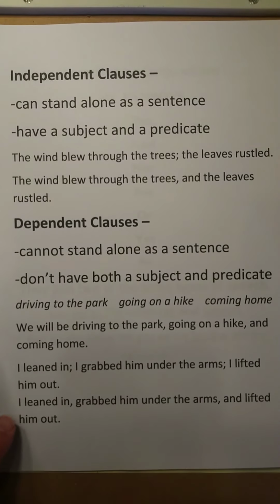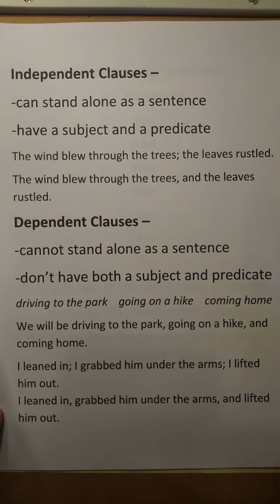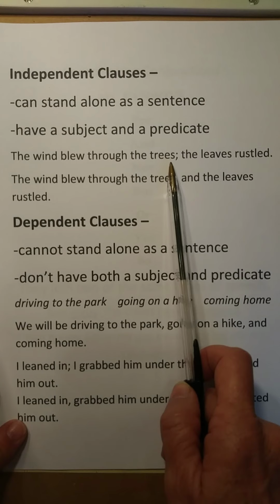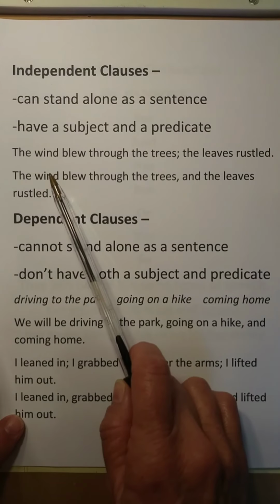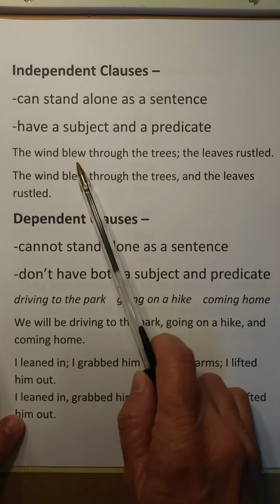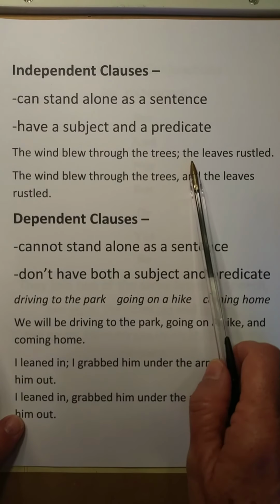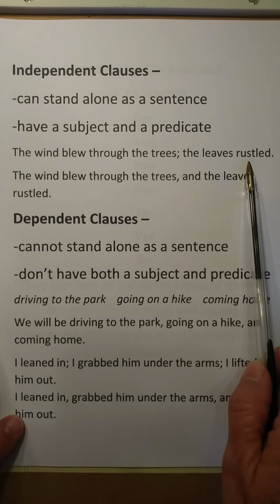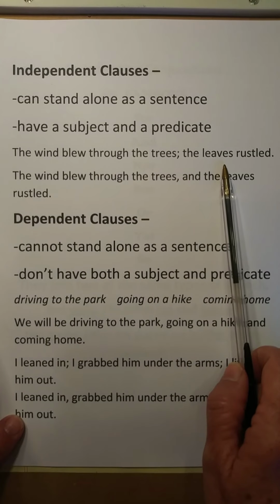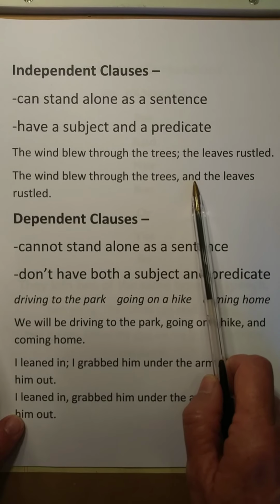So let's talk about independent clauses. They can stand alone as a sentence. They have a subject and a predicate. Here's another example. The wind blew through the trees; the leaves rustled. Here's a semicolon that's joining two independent clauses. The wind blew through the trees could have a period after it because it has a subject, the wind, and a predicate, blew through the trees. The leaves rustled also has a subject, the leaves, and rustled is your verb, which is your predicate. These could be two separate sentences. You could also put a comma between these two, but if you did, you'd have to have a coordinating conjunction.